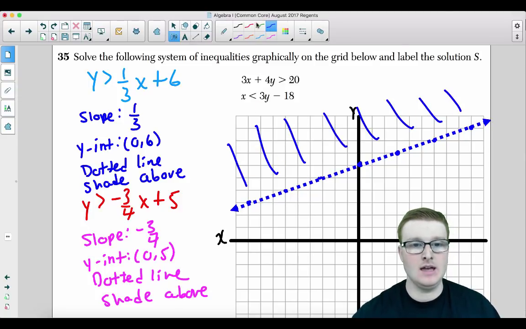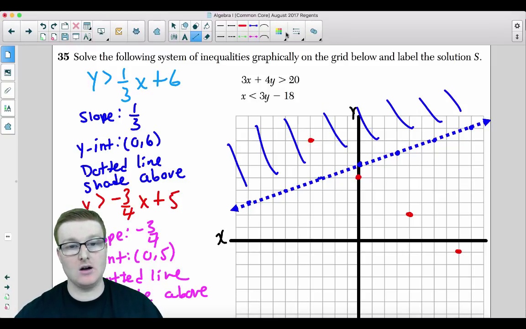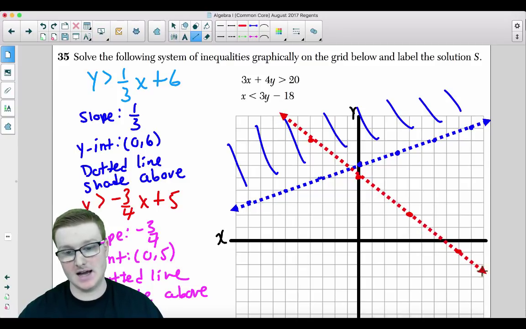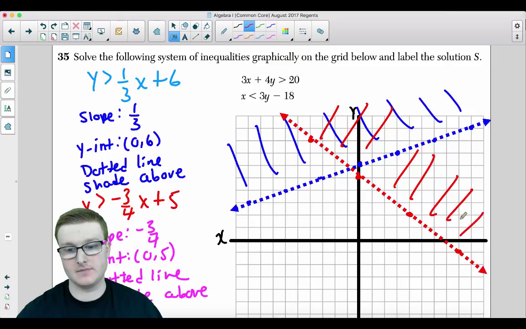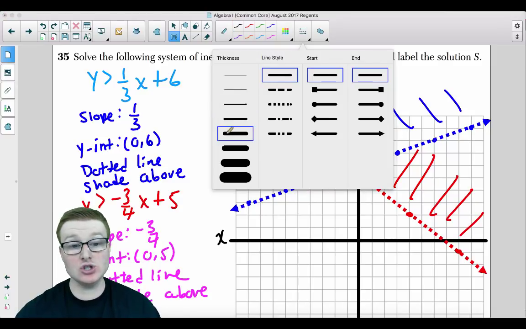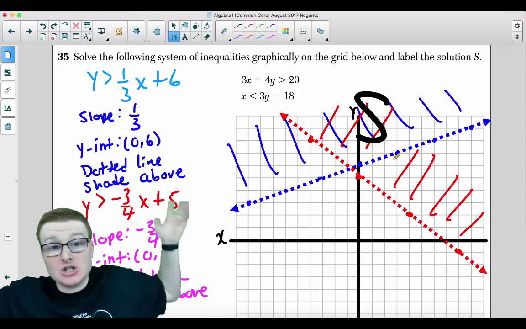Like that. Now for the next one, the y-intercept is 5. Down 3 to the right 4, down 3 to the right 4. Up 3 to the left 4. Okay? And now we're just going to draw in that red line that's dotted, and we are shading above. And this, ladies and gentlemen, is your solution set right up here. You're done.